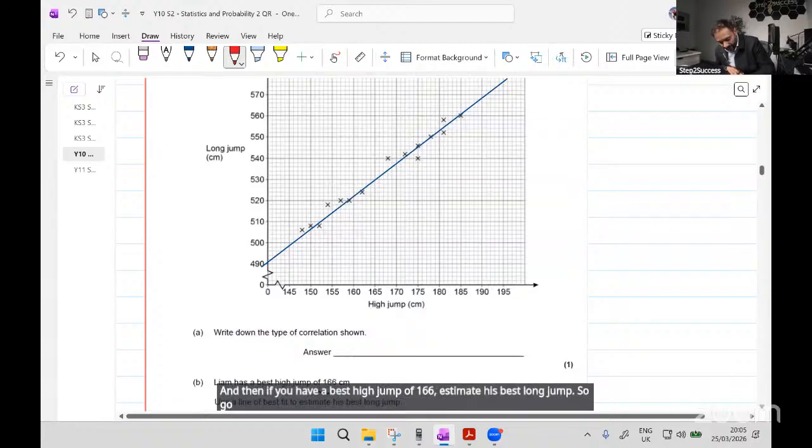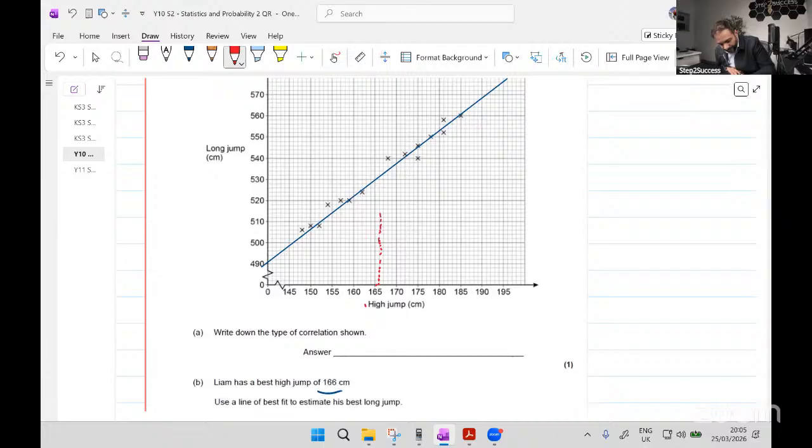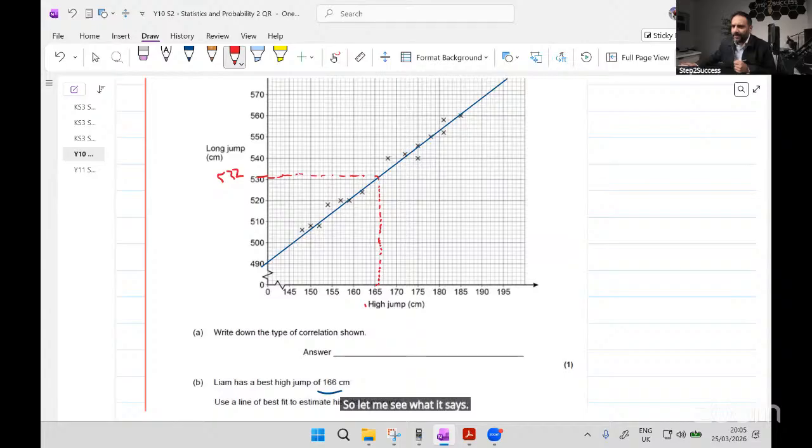So go to 166 on the high jump, which is there, straight up until you hit your line, and then go across until you get to your long jump, which is about 532 roughly. I think you have a range of answers in this kind of question usually. So let me see what it says. Yeah, as long as you read off your line of best fit correctly, it's fine.